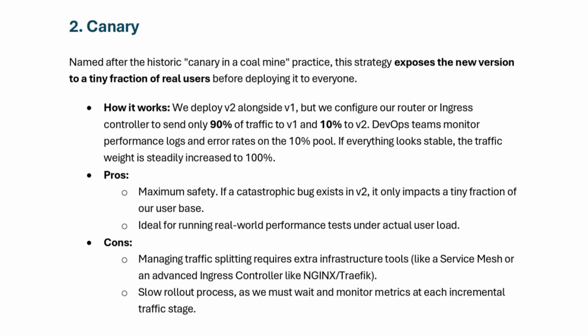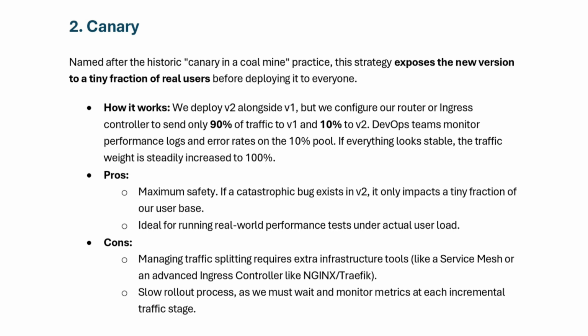Now let's discuss what is Canary deployment strategy in Kubernetes. It is named after the historic canary in a coal mine practice. This strategy exposes the new version to a tiny fraction of real users before deploying it to everyone. How it works: we deploy version 2 alongside version 1, but we configure our router or ingress controller to send only 90% of traffic to version 1 and 10% to version 2. DevOps teams monitor performance logs and error rates on the 10% pool. If everything looks stable, the traffic weight is steadily increased to 100%.